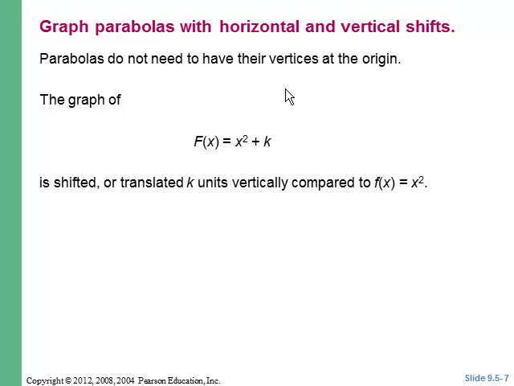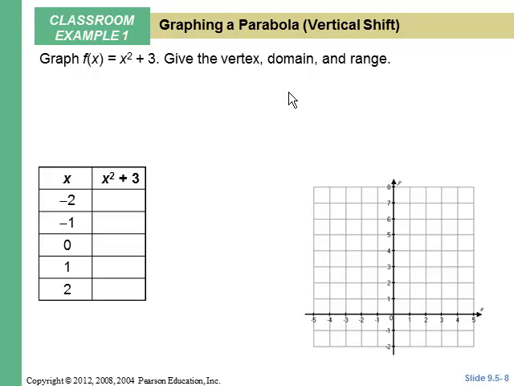Let's look at this one. F of x equals x squared plus k, and graph that. So x squared plus k. If x is -2, -2 squared is 4, plus 3 is 7. -1 squared is 1, plus 3 is 4. 0 squared plus 3 is 3. 1 squared plus 3 is 4. 2 squared plus 3 is 7. So back 2, up 7, back 1, up 4, 0, 3, 1, 4, 2, 7.